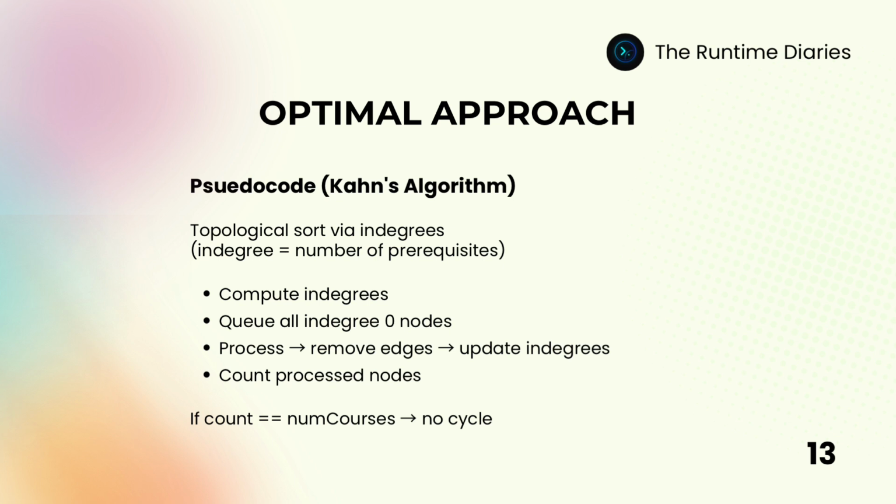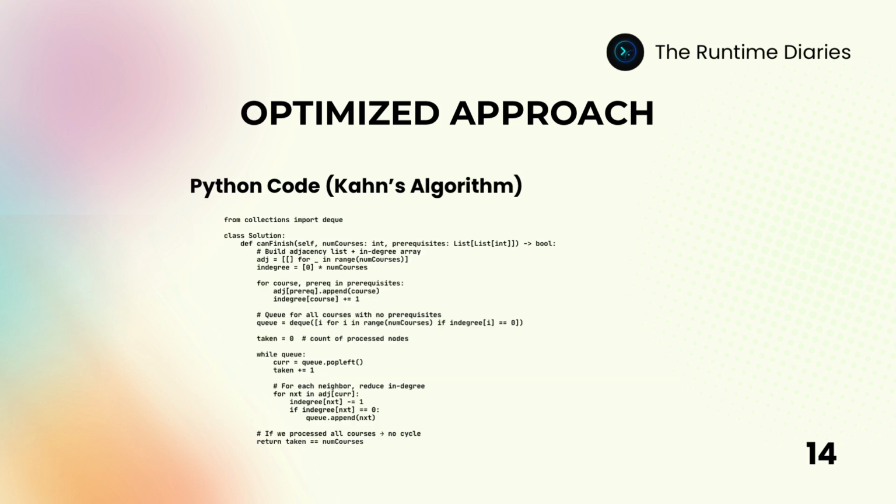We can also solve this problem using Kahn's algorithm, which is an iterative approach based on topological sorting. The key concept here is indegree. The indegree of a node is the number of incoming edges, which in this problem means the number of prerequisites for that course. Here's how Kahn's algorithm works. First, compute the indegree for every course. Count how many prerequisites each course has. Second, find all courses with indegree 0. These are courses with no prerequisites. They can be taken immediately. Add them to a queue.